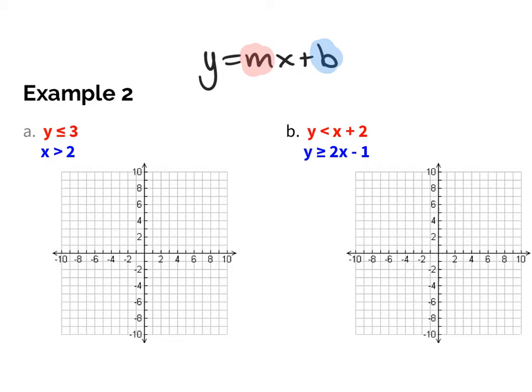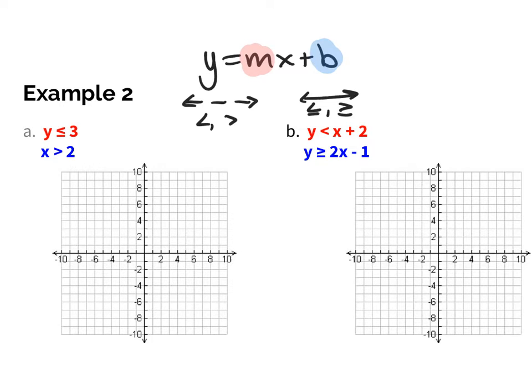And then remember, we are going to look at whether I'm going to use a dashed line, if it's less than or greater than, or a solid line if it's less than or equal to or greater than or equal to, and then you have the shading above or below based on the inequality.